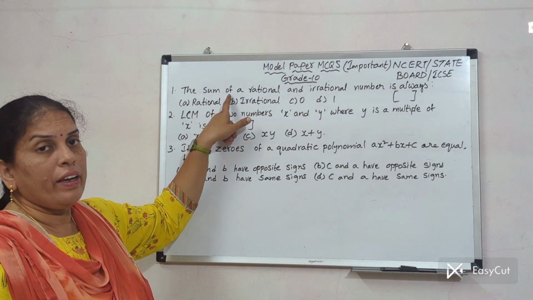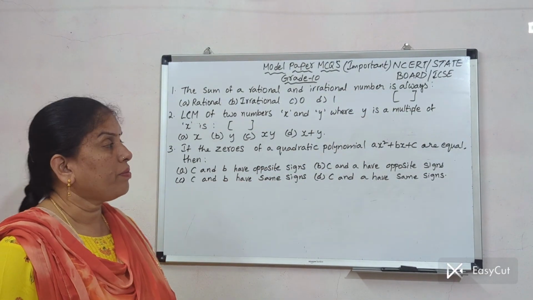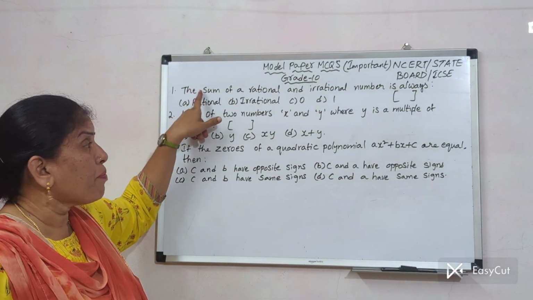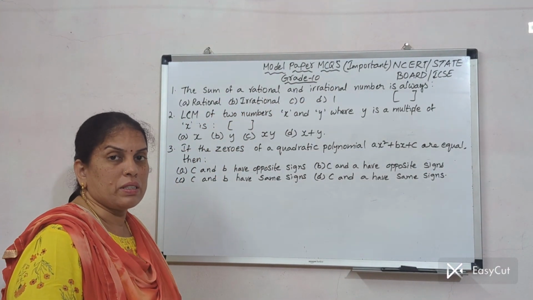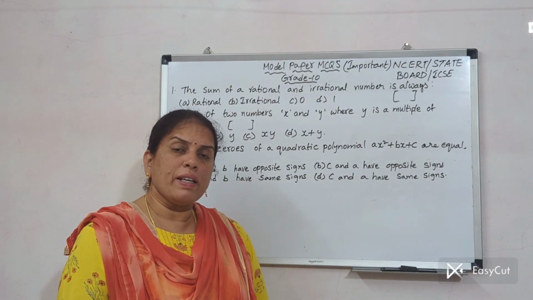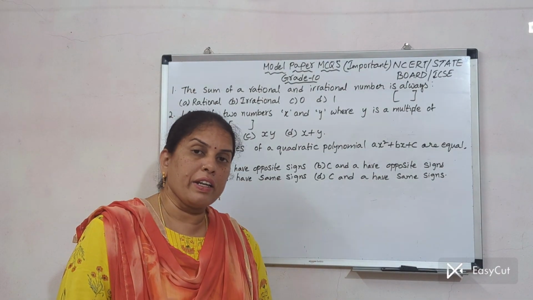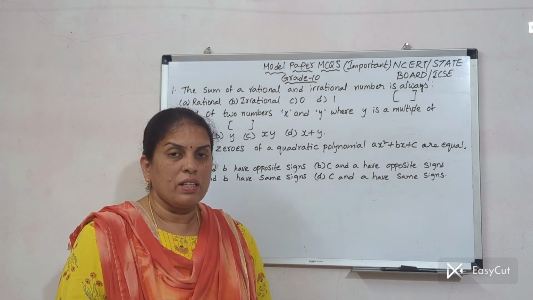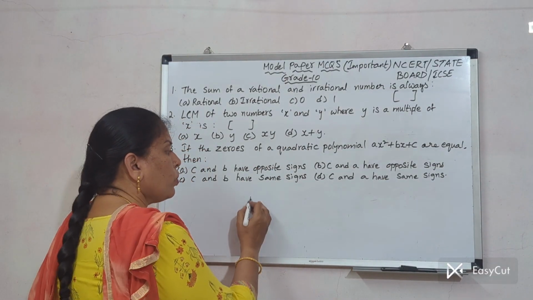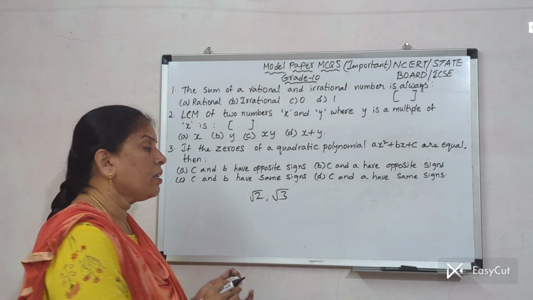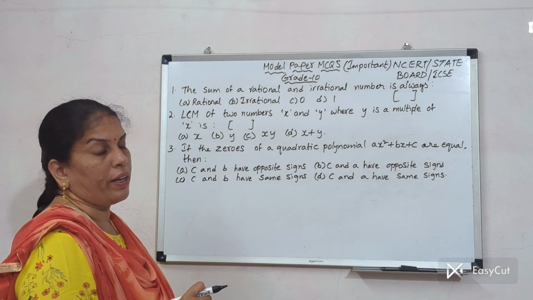The sum of a rational and irrational number is always, they ask you, what is the sum of a rational and irrational number? What are rational and irrational numbers? See here, rational numbers means a combination of natural numbers, whole numbers, negatives, integers, fractions. These are all rational numbers. Irrational numbers means root 2, root 3, which don't have an end point. After division, the end point won't be there.